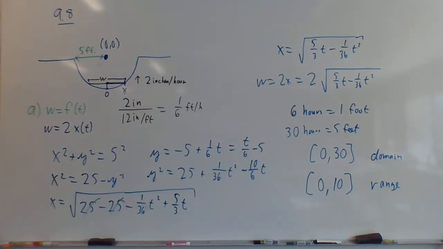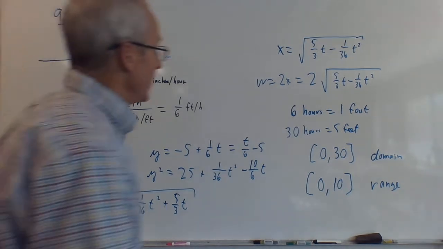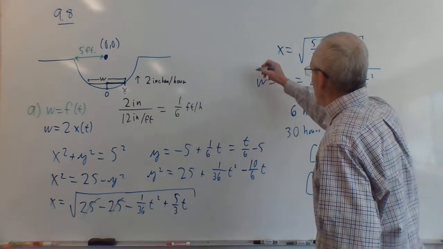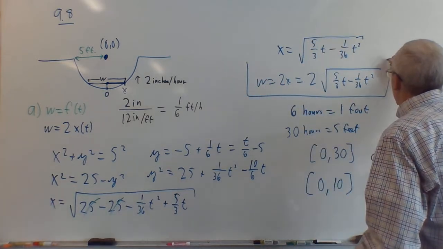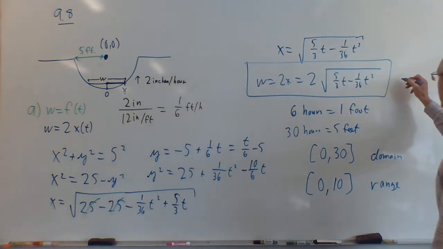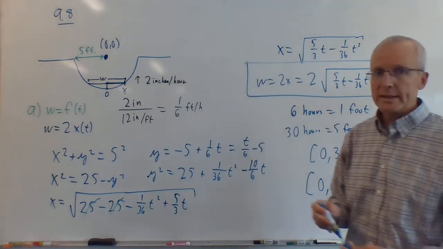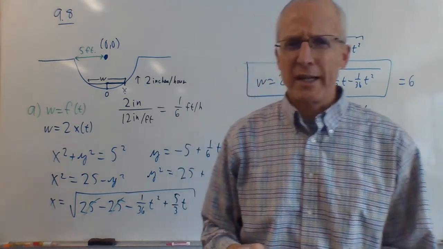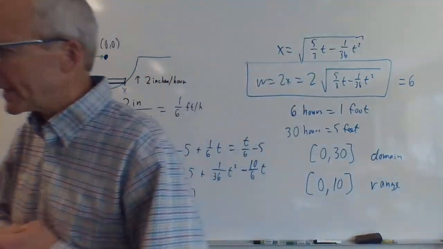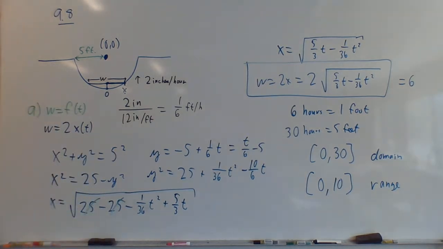Let's see, what else are we supposed to do? After how many hours will the surface of the water have a width of 6 feet? I will let you figure that out. This is our formula for the width. You plug in, you set that equal to 6. You want the width to be 6 feet. 2 times this equals 6. And you solve for t there. What time will give that to you? You might have to use a quadratic formula or something. I'm not sure if it works out nicely. So that's pretty good.